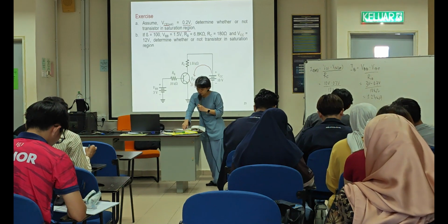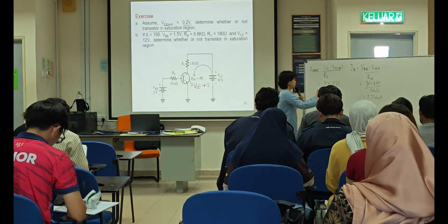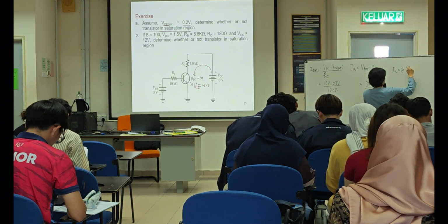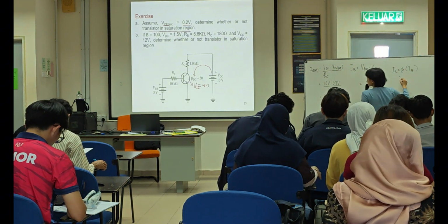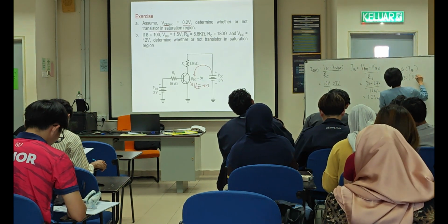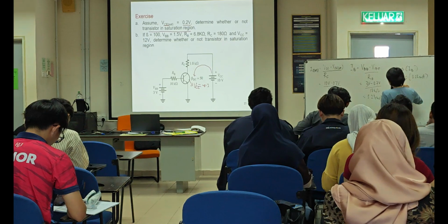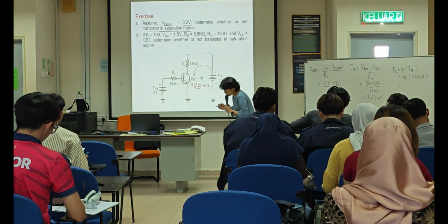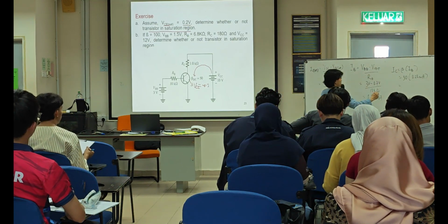So you have to find your IC. IC equals beta multiply your IB. Beta is 50, IB is 0.23 milliampere. So you get your answer. How much? 11.5.